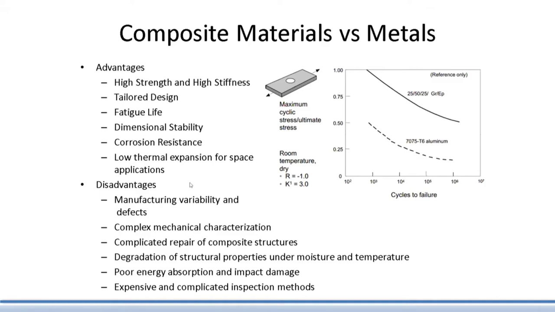Disadvantages: manufacturing variability and defects, complex mechanical characterization, complicated repair of composite structures, degradation of structural properties with moisture and temperature, poor energy absorption and impact damage. So that's a disadvantage. You're gonna have a much harder time getting a full characterization test. It's gonna be harder to repair. That's very well known. It's gonna degrade much more easily when subject to moisture and temperature. And under impact damage, it could have issues there. They can be expensive and very complicated to inspect. And again, a lot of manufacturing variability needs to be considered.